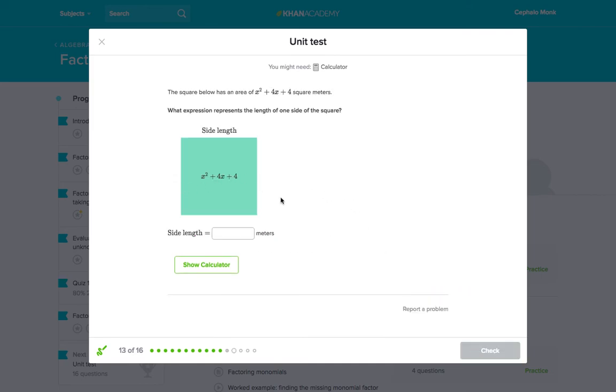Alright. Let's see. Got x squared plus 4x plus 4. Well, what can you multiply to get 4 and you add them together and you get 4? 2 and 2. X squared plus 2x plus 2x plus 4. Pull out an x, and you get x plus 2, and you pull out a positive 2, and you get x plus 2, and you get x plus 2 squared. Side length, x plus 2.